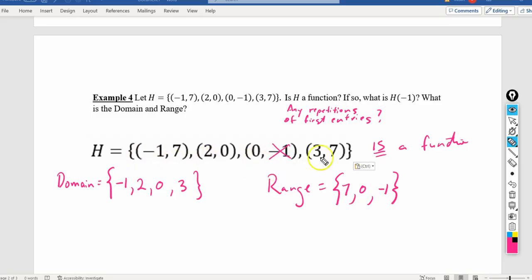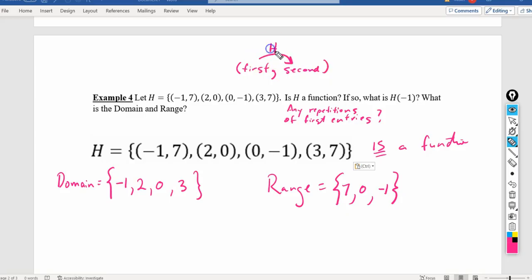-1 is not repeated anywhere else as a first entry. And we've gone right through the list of first entries, and it's not repeated. So it is a function. Now, what is h evaluated at -1? So what a function does is it maps the first entry into the second entry.